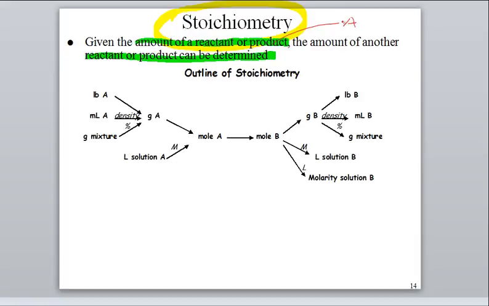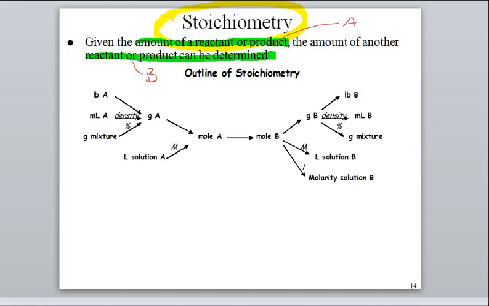The chemical you're trying to figure out some information about, we're going to call our B. This is analogous to what we talked about with our cookie recipe. I said we wanted to make 24 cookies. That's our A. How much milk do we need? The milk would be our B.